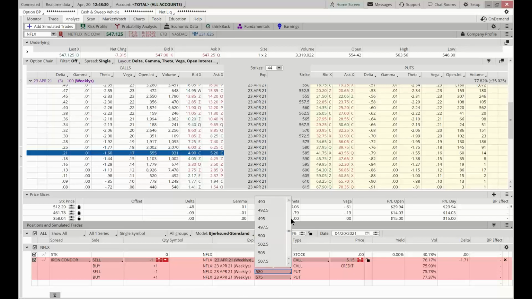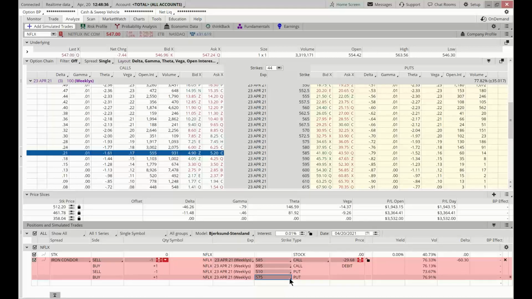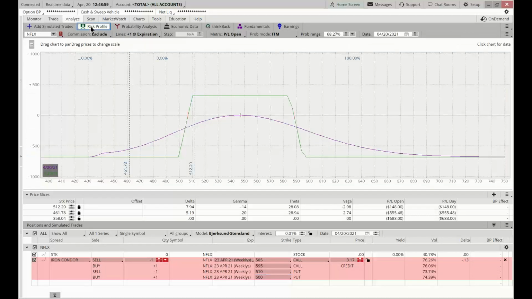So building an iron condor here, 510, and we're going to put to work, and then I'm going to buy a put 10 points below that to define my risk. So I'm going to go down to the 500. So there's our iron condor. Selling the 585, buying the 595. Selling the 510 put, buying the 500 put. Let's take a look at that in the risk profile.